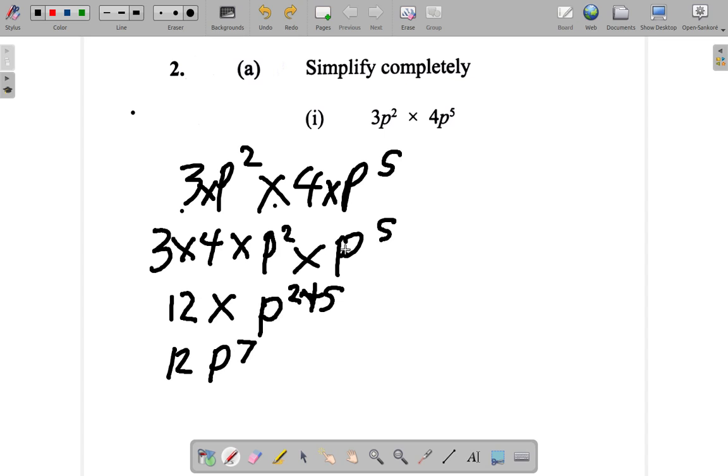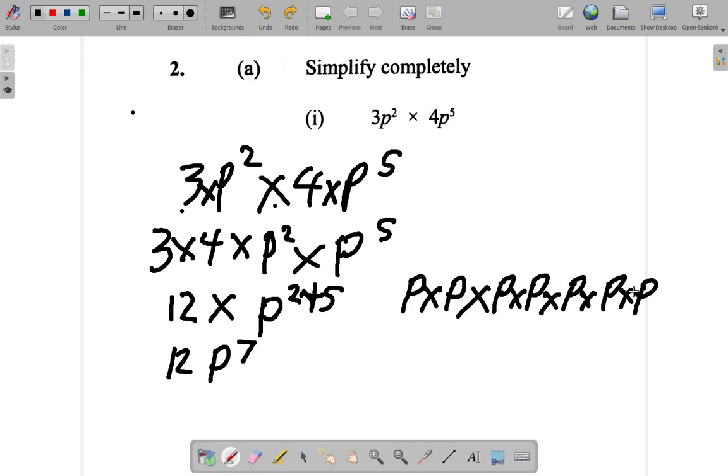Now as for the p squared times p to the fifth, let's look a little more at it. P squared, what is p squared? The 2 here means that there are 2 p's and they multiply each other, p times p. The 5 here means you have 5 p's and they multiply each other, p times p times p times p times p. When you expand out everything, this is what you have: 2 p's, then another 5 p's.